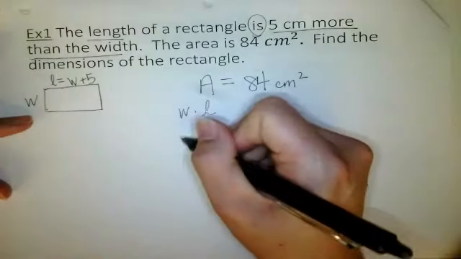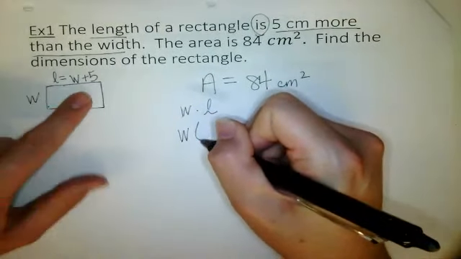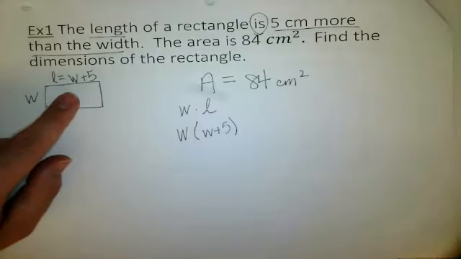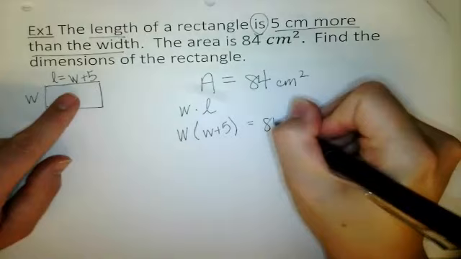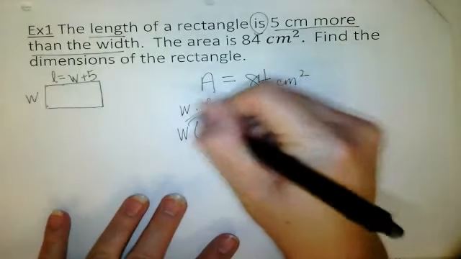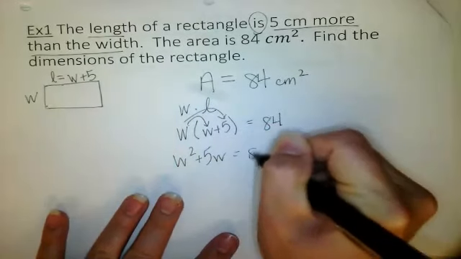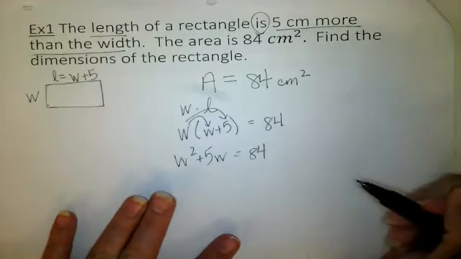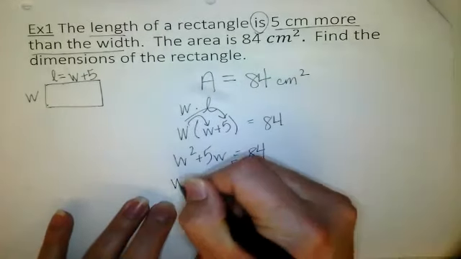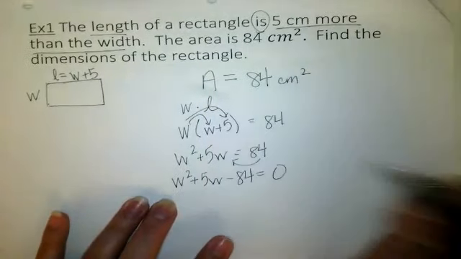And so I can substitute. I know I have a W for the width. And what can I use for the length? W plus 5. Equals 84. And then I need to do what? Distribute. Okay, so W squared plus 5W equals 84. And then move the 84 over. All right, so W squared plus 5W minus 84 equals 0.